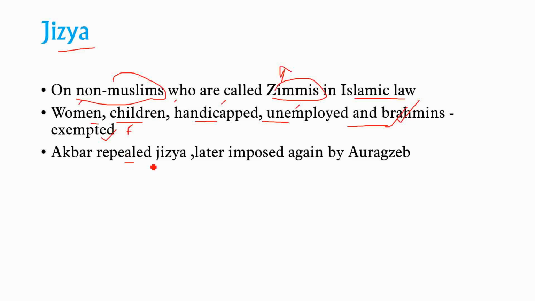Akbar repealed Jizya, but it was later imposed by Aurangzeb. Now, Aurangzeb was an orthodox Muslim. He was not really interested in imposing the Jizya, but under the influence of his nobles and also following the Shariat law, Aurangzeb again imposed the Jizya tax.